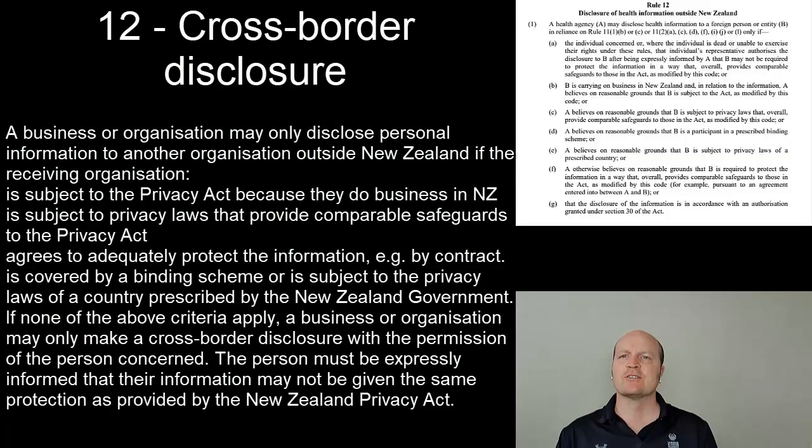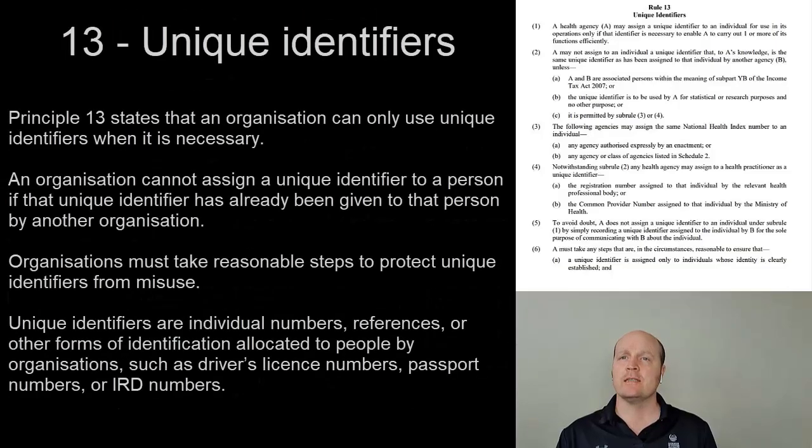Rule 12, disclosure of health information outside New Zealand. So the same rules apply with regard to consent and authorization of the individual concerned. And Rule 13, unique identifiers. You're able to assign a unique identifier only if it's necessary to carry out your operations efficiently, and you can't use the unique identifier of another organization in your organization.